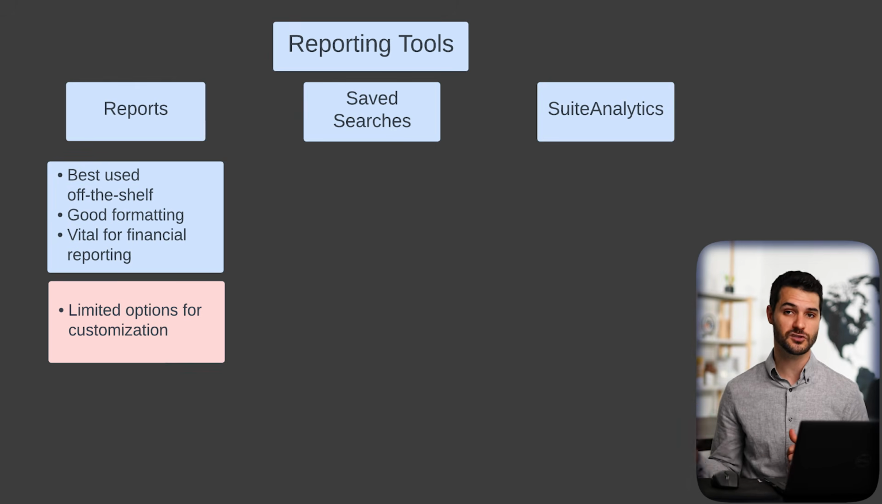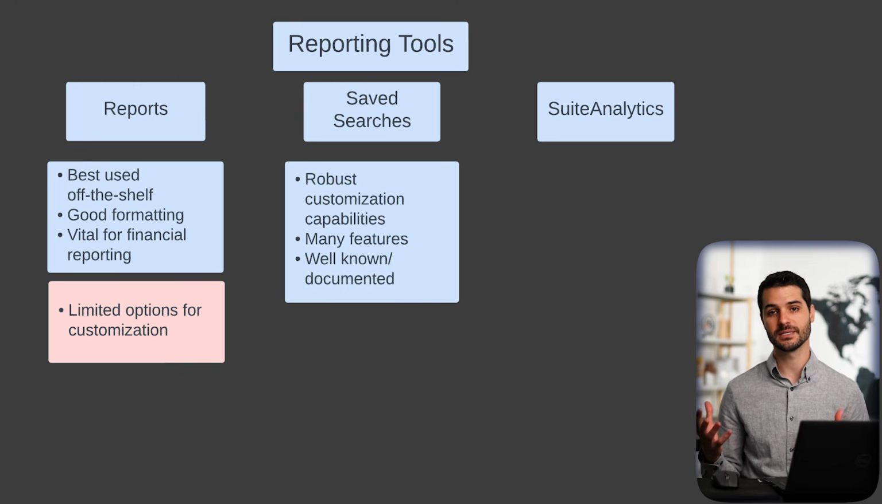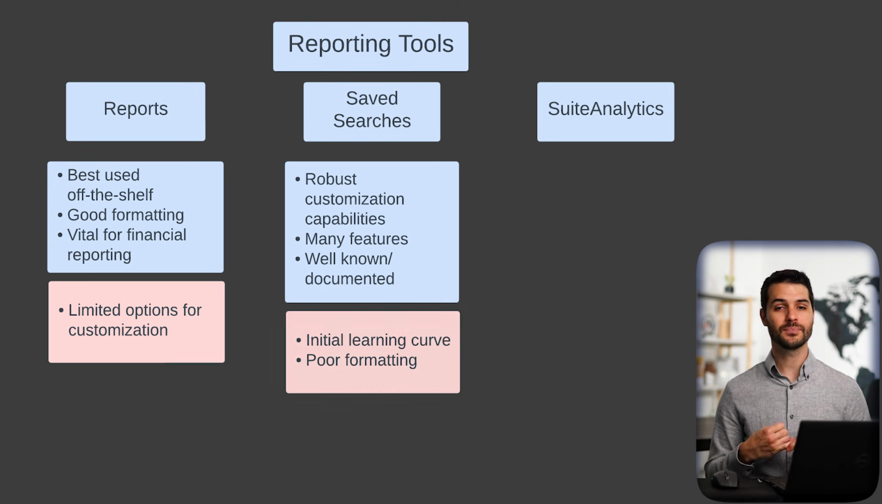So then we go to Save Searches, which are very robust from a standpoint of customization. You can do a lot of different things with Save Searches. They're quite powerful. The downsides, I would say, are that if you're not used to them, they are a little bit tricky to get the hang of, and there's a certain kind of terminology that you have to get familiar with to just be able to get the search that you want with a Save Search.